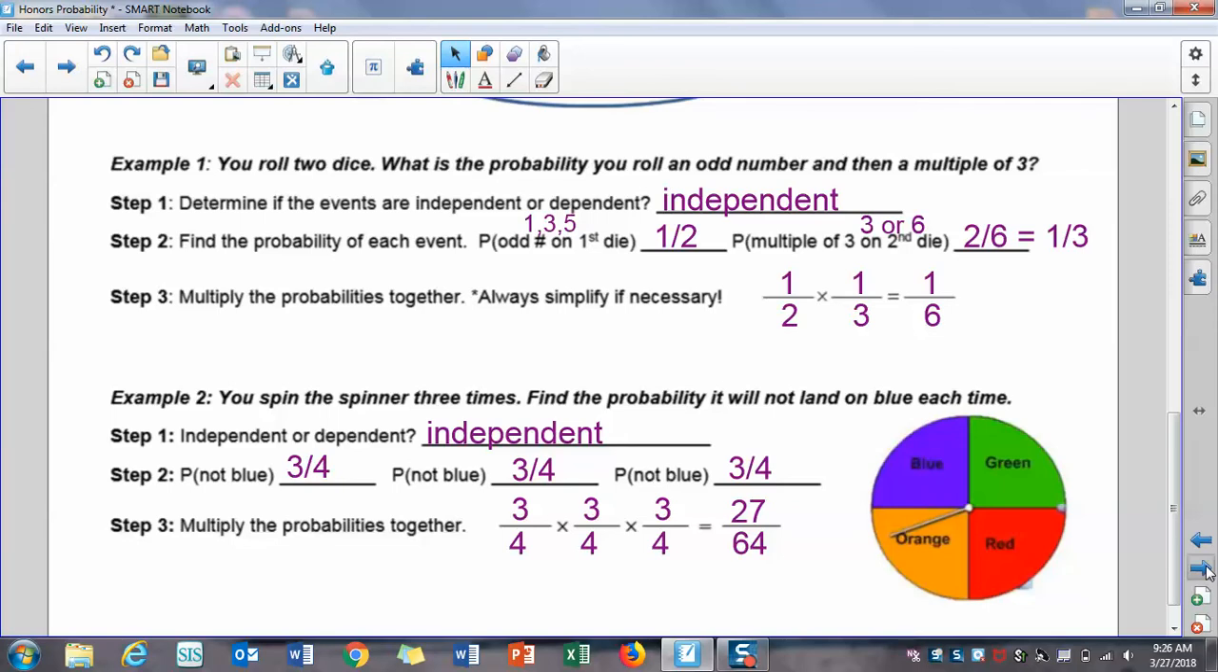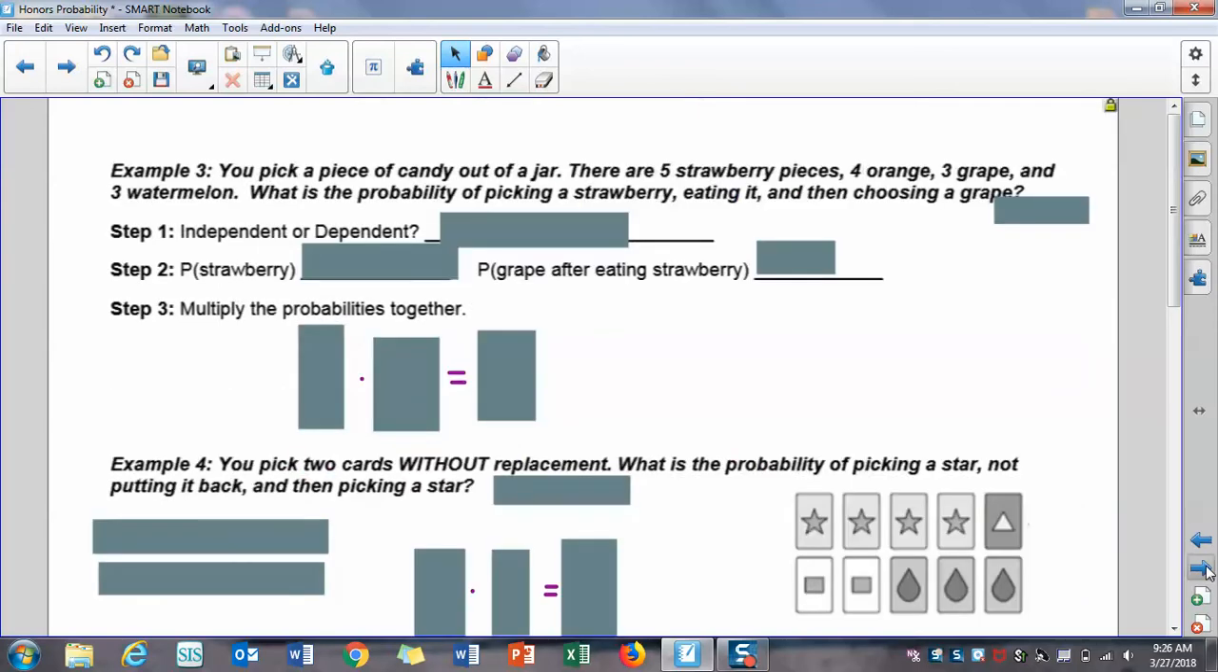Let's go ahead and look at example 3. You pick a piece of candy out of a jar. There are 5 strawberry pieces, 4 orange, 3 grapes, and 3 watermelon. What is the probability of picking a strawberry, eating it, then choosing a grape? So first thing, how many total pieces are there to begin with? We have 5, then 4, 3, and 3. So that's 15 total pieces of candy.